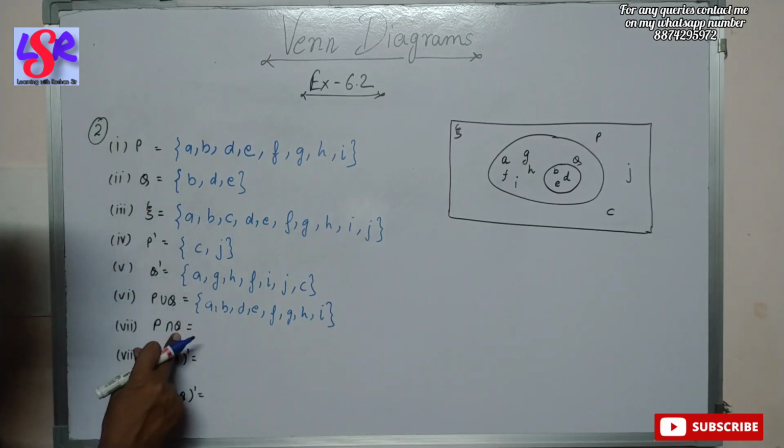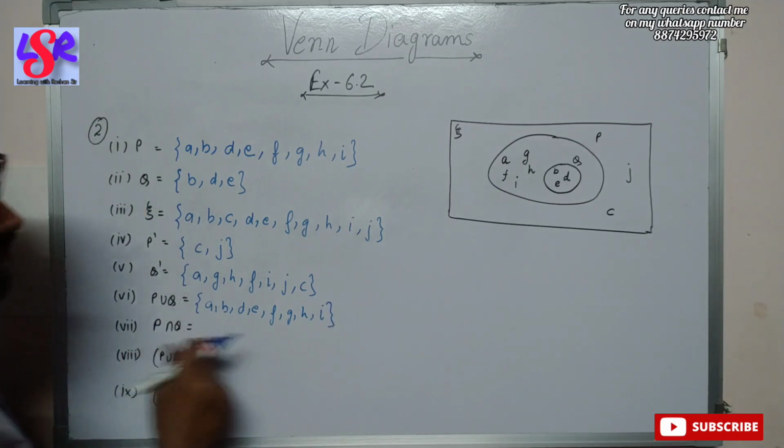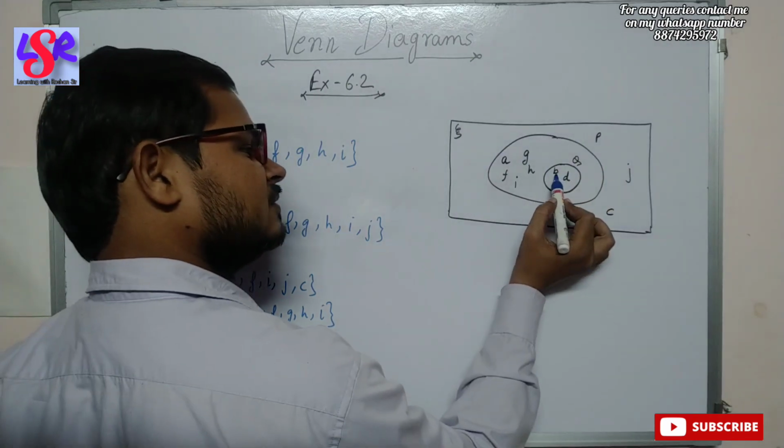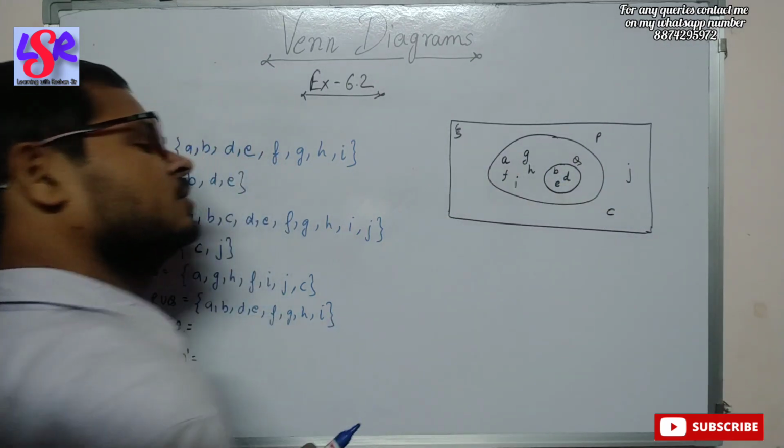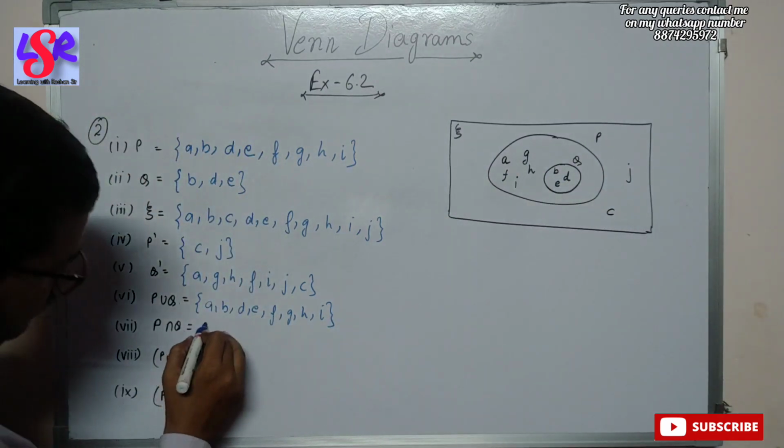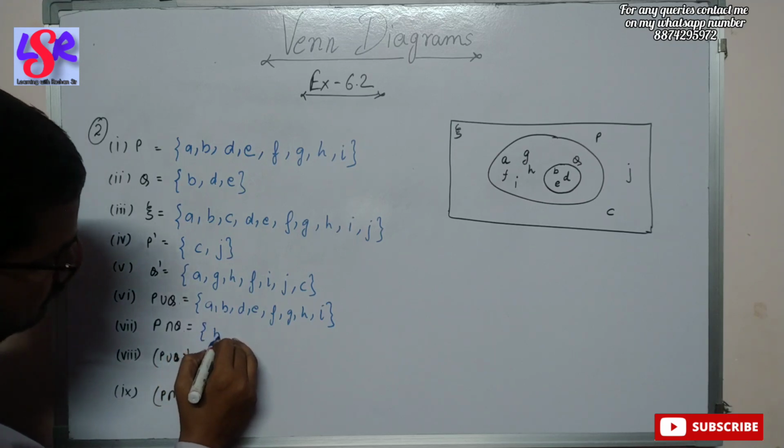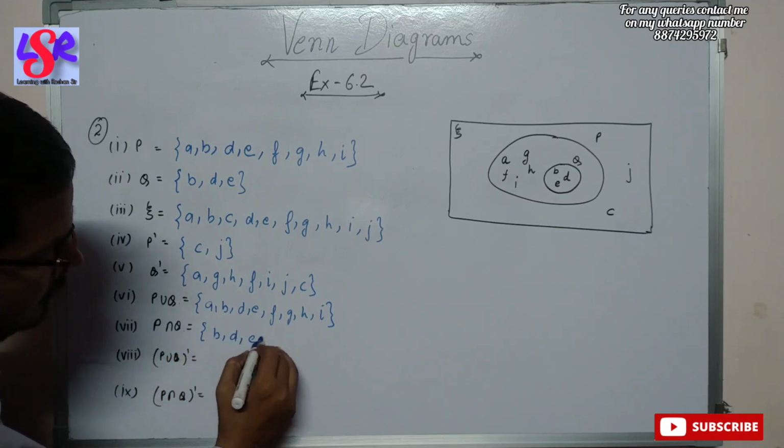Then we have the intersection. That is P intersection Q. तो P intersection Q में सिर्फ यही तीन नंबर्स कॉमन होंगे जो कि सेट Q में पहले से लाई कर रहे हैं. So this will be B, D and E.